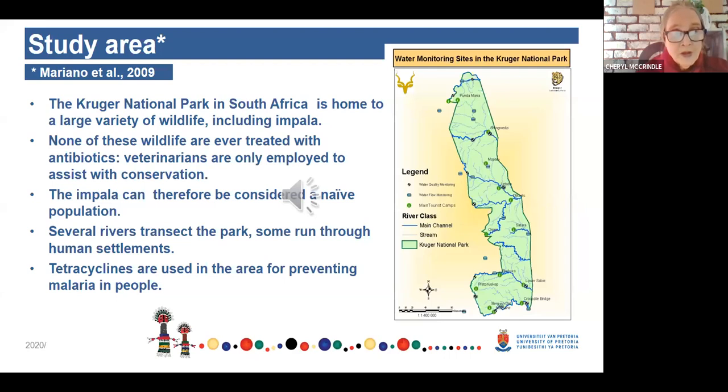From the map, you can see that several rivers transect the park, and the ones at the bottom of the park run through human settlements. In those human settlements, people use tetracyclines for preventing and controlling malaria. So there tends probably to be an awful lot of tetracycline in human feces that eventually lands in rivers, because many of our sewage plants are not very effective in that part of the world. We have floods that sort of take them out, and sometimes financial problems take them out.